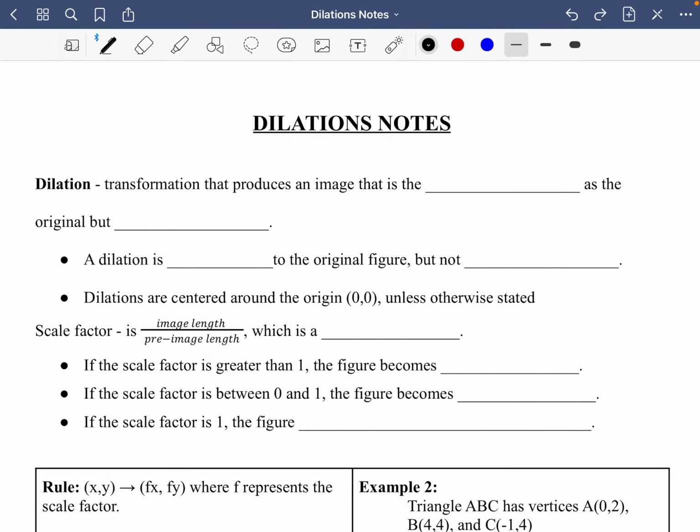We're going to be talking about dilations for today. And with dilations, our key focus, or what we're going to start with, is our definition. A dilation is a transformation that produces an image that is the same shape as the original but a different size.